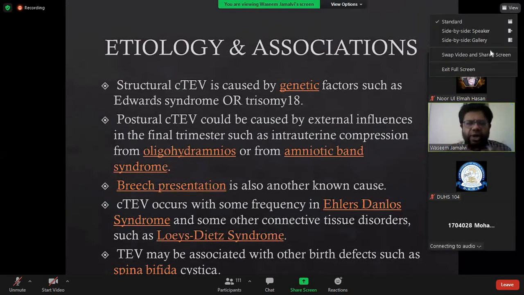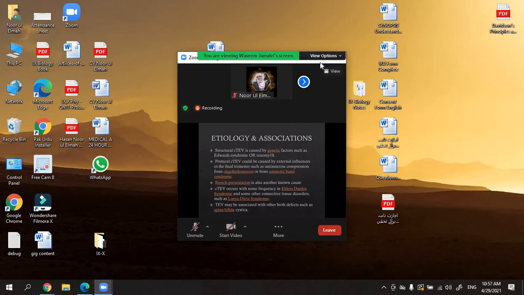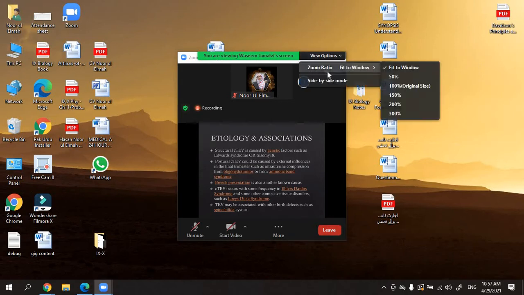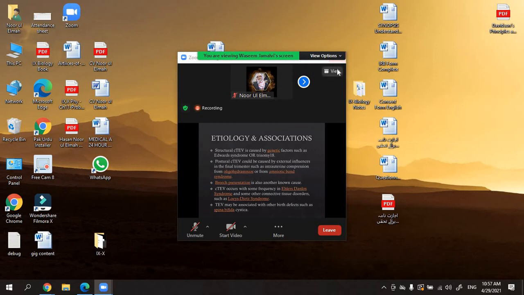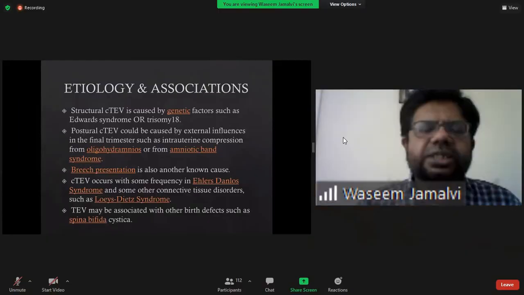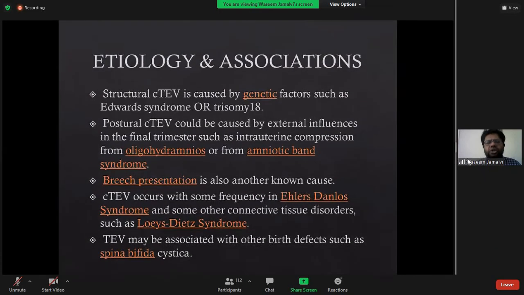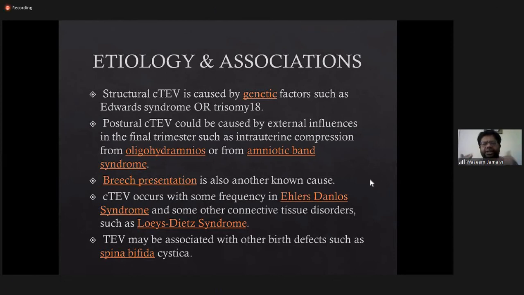But if we look at the postural talipes equinovarus or clubfoot, the external rotation happens in the final trimester by intrauterine compression. And this intrauterine compression is basically because of oligohydramnios, the very limited amount of amniotic fluid, and a restriction of movement, and the baby is fixed in an area, or in amniotic band syndrome, there is a fixed baby and there is restricted movement. So the postural event can be a cause of this clubfoot.